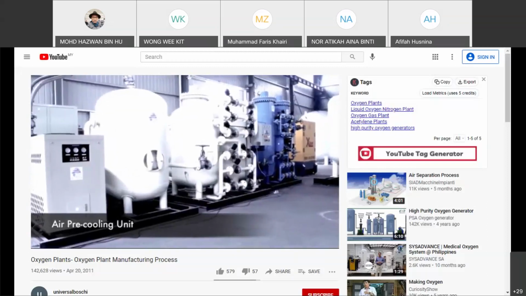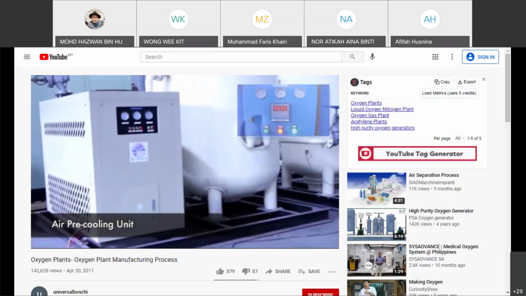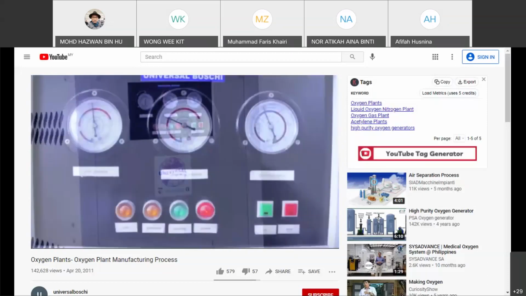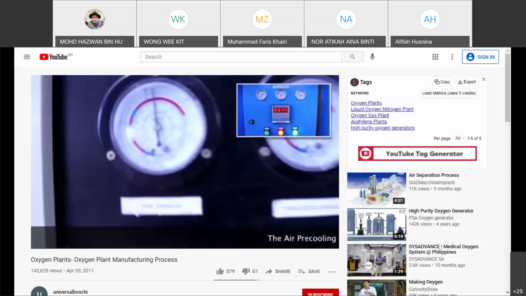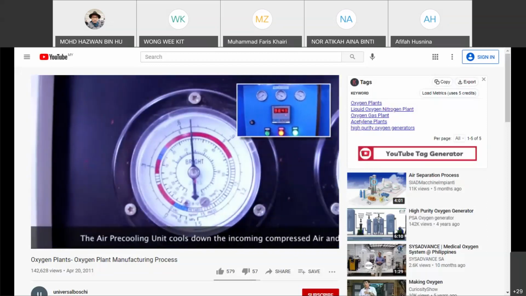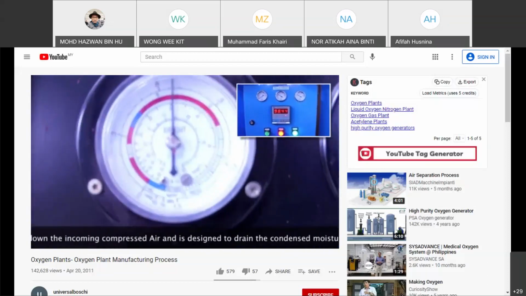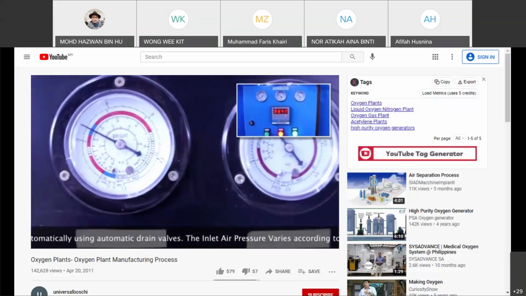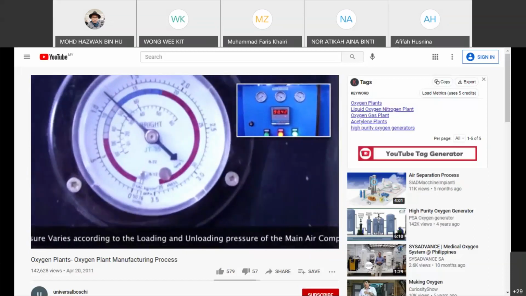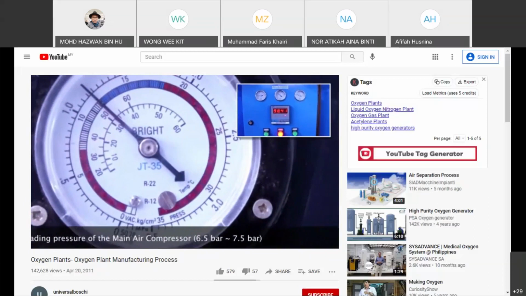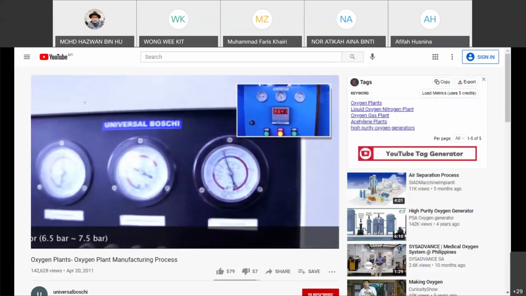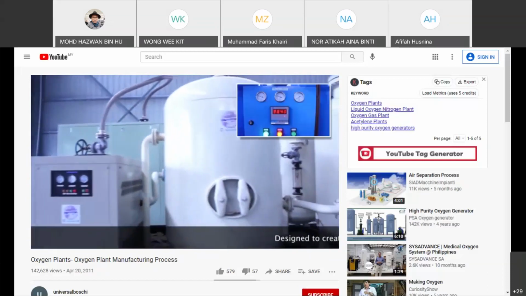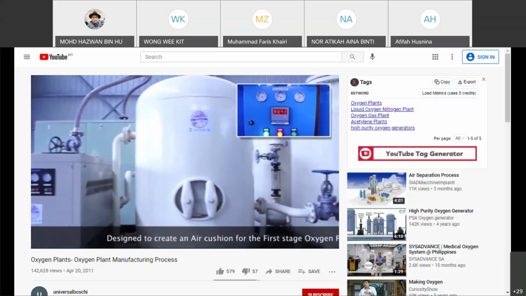So this is actually the air pre-cooling unit. It has a chiller. You'll see here is the chiller used for cooling. These are the setting parameters. This of course is a pressure gauge, just showing you the working condition, normally at the lower pressure. You have a few pressure gauges. The function is because you have an initial feed of your gas, maybe at the lower pressure, and then after that it slightly increases. So this is an air buffer tank.